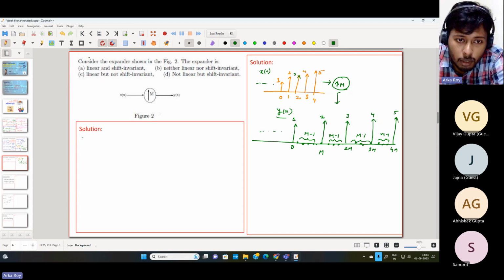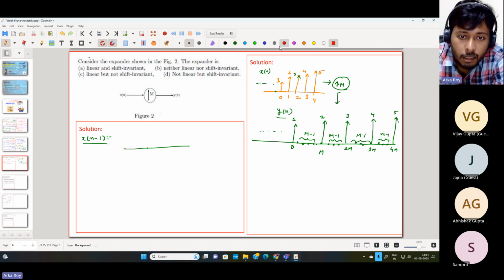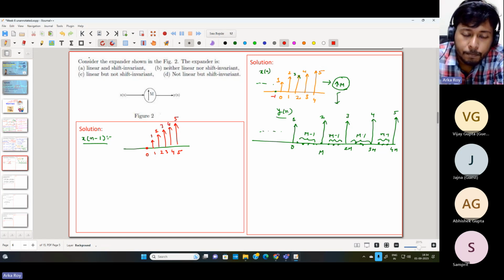Now let us consider you are shifting the signal by an amount of 1. So if you shift the signal by 1, the signal will look like this: the -1th sample will come to 0, and then it will follow the next. So this is 0, 1, 2, 3, 4, 5. Eventually the fourth sample will go to the 5th index location. So this will be 5, 4, 3, 2, 1.